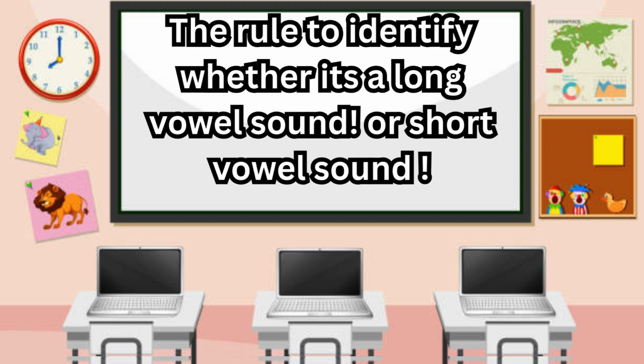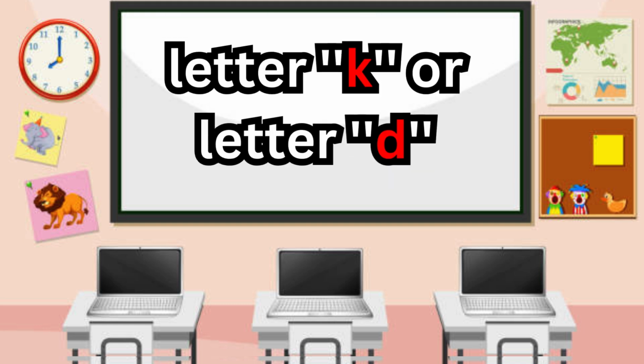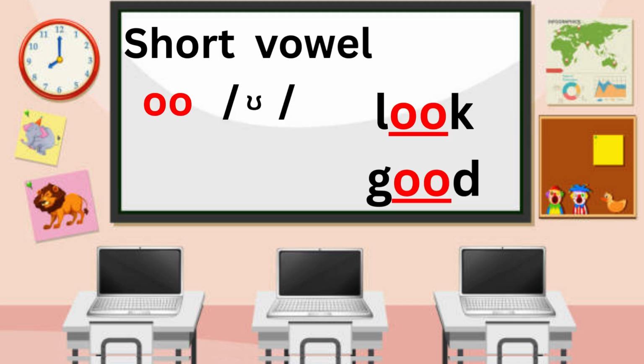Here are the rules to identify whether it's a long vowel sound or a short vowel sound. 1. If you see a word that ends with the letter K or the letter D, it makes the short sound "oo", like look, good.